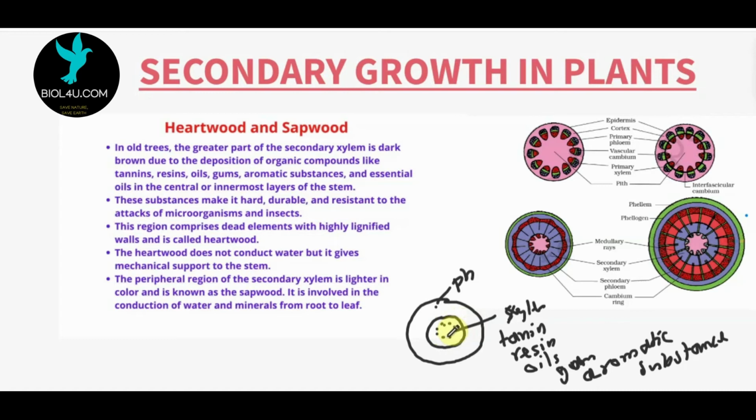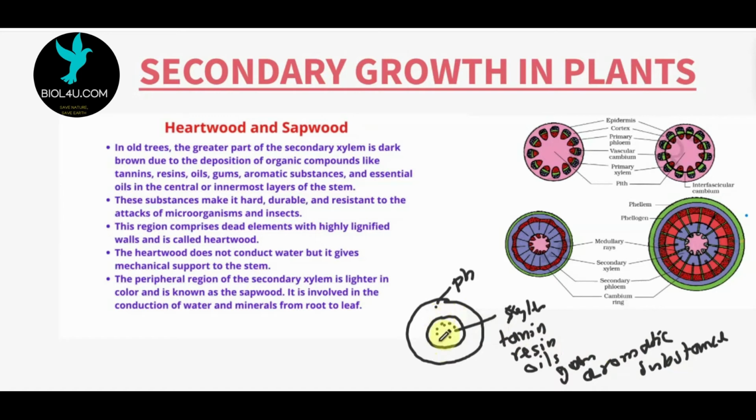Due to the deposition of these different chemicals, the heartwood cannot conduct water. But it gives mechanical support to the stem. Why can it not conduct water? Because it is already dead, and all the vessels and tubes are filled with these aromatic substances: tannin, resin, oil, etc.